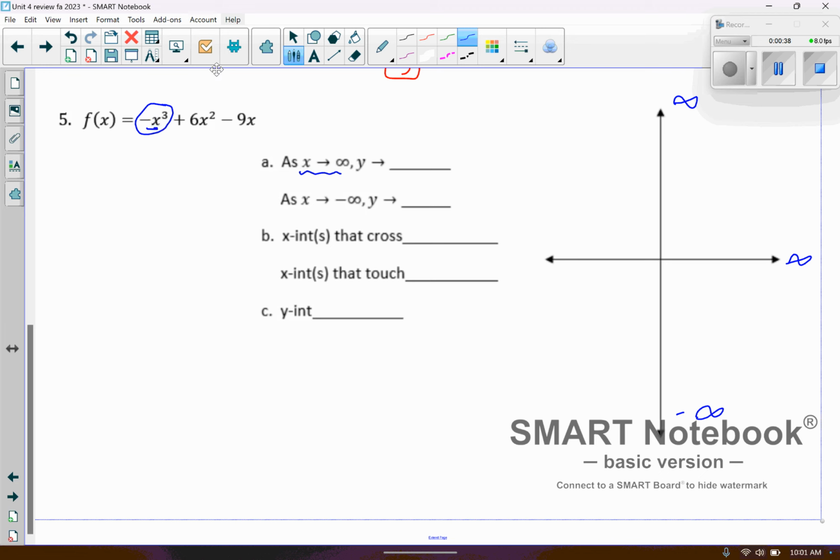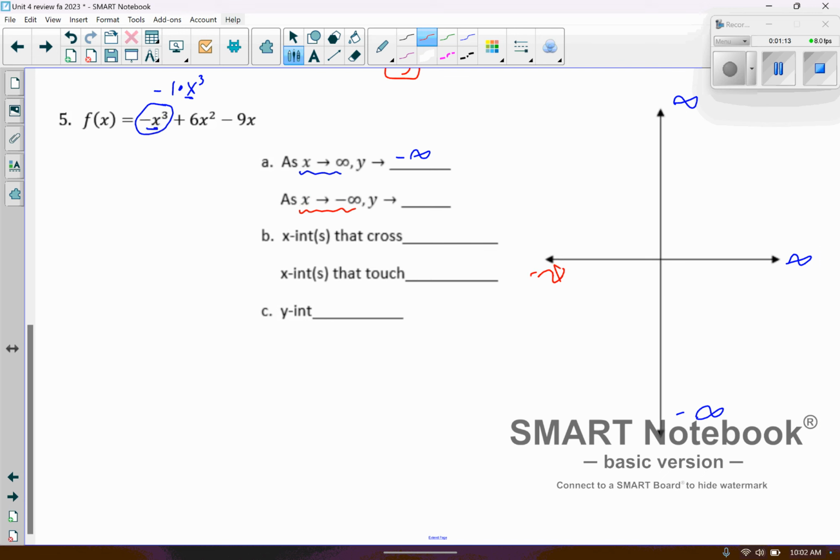Well, what's going on here is this is really negative 1 times x cubed. When I plug in a positive number, to a third power is positive, but then it gets multiplied by this negative 1, so I get negative results. So as x grows positively, the y value is actually going to grow negatively. This tells me that when I hit my last x-intercept on the right side of my graph, I'm going to go downward.